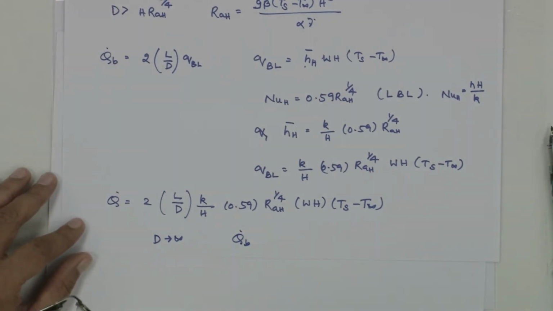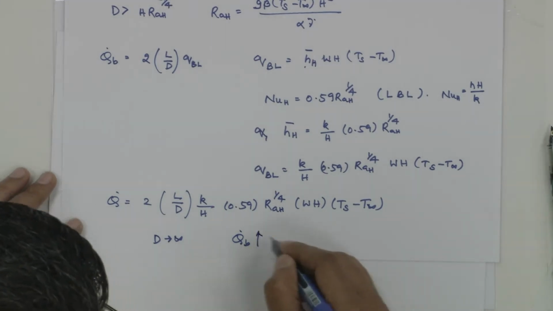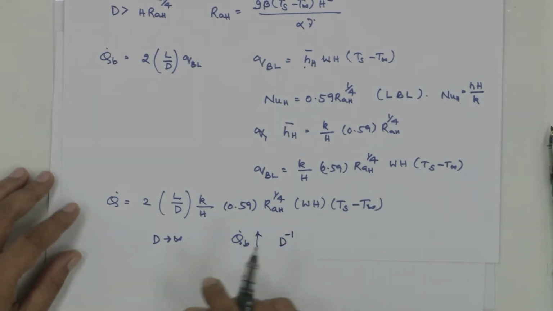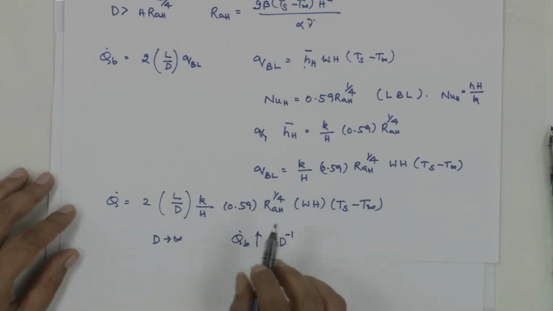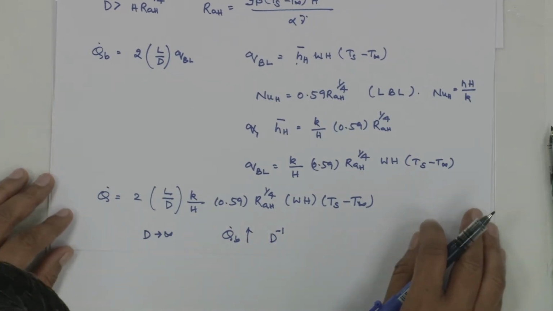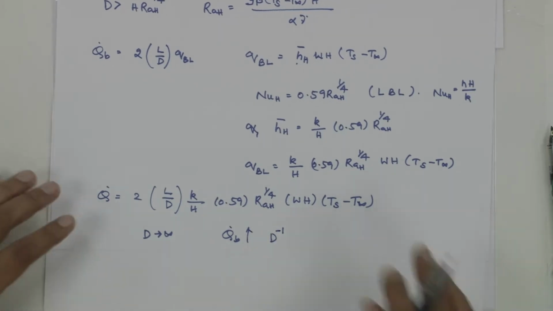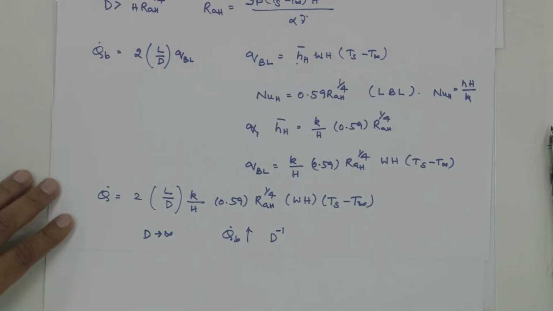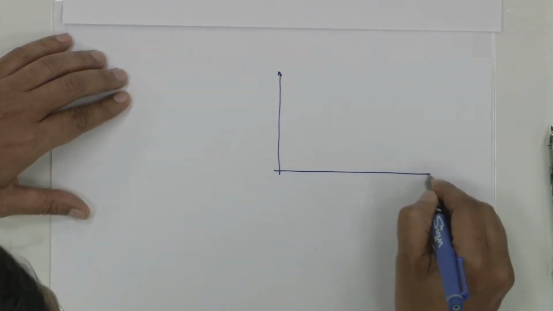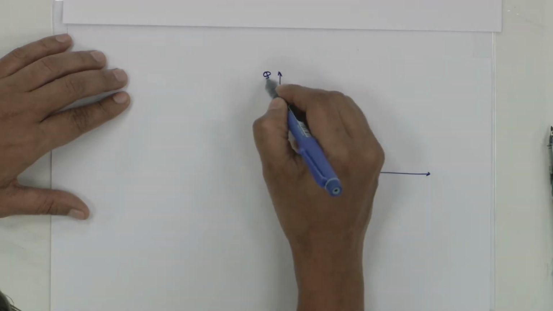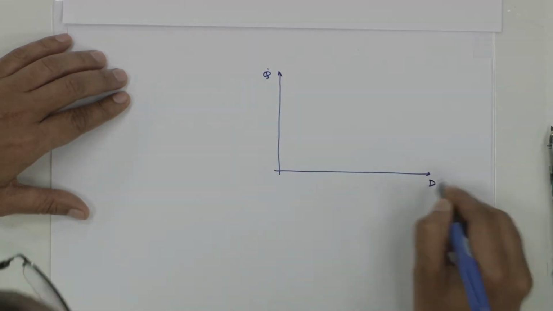If you just see, Q dot B increases as D to the power of minus 1 with the increase of D. So now if we come back and plot whatever we have gotten, that is Q dot A and Q dot B, this is Q dot versus D if you plot.